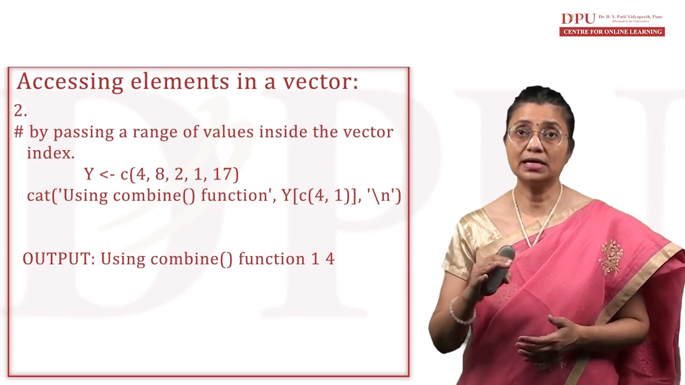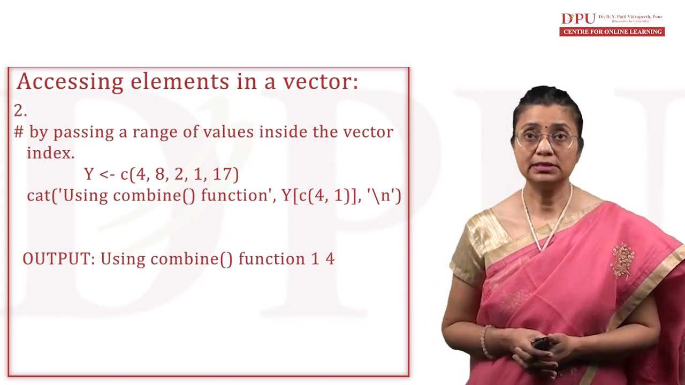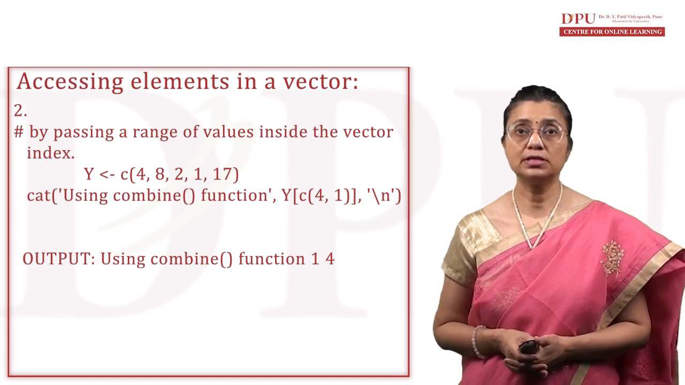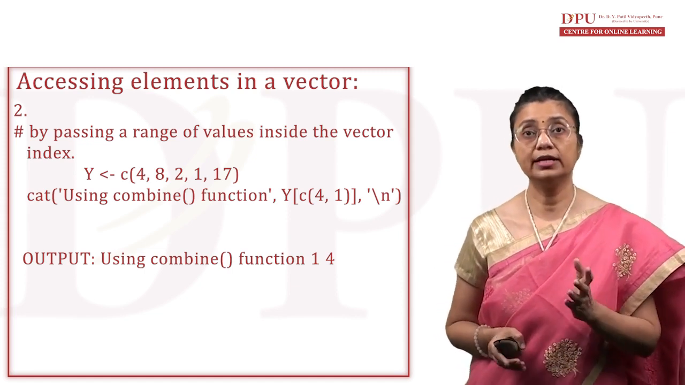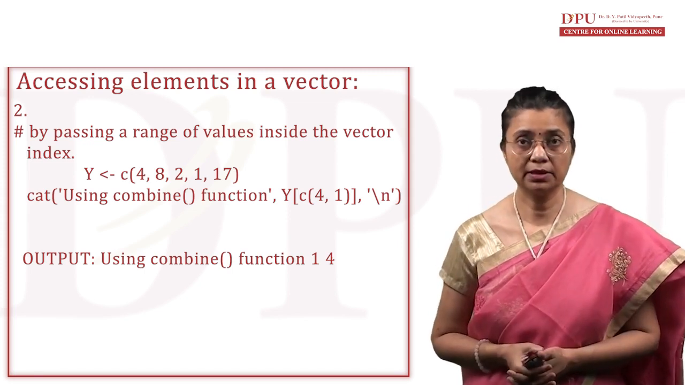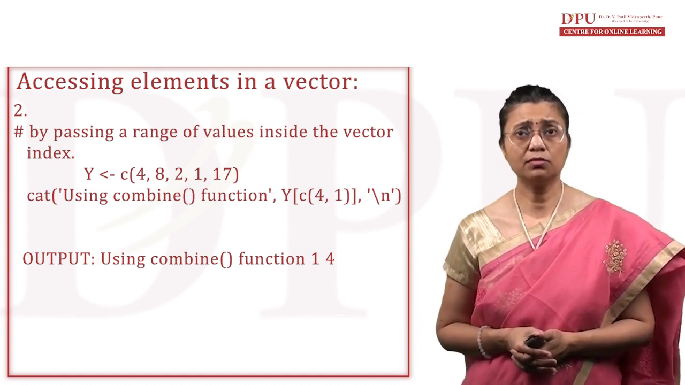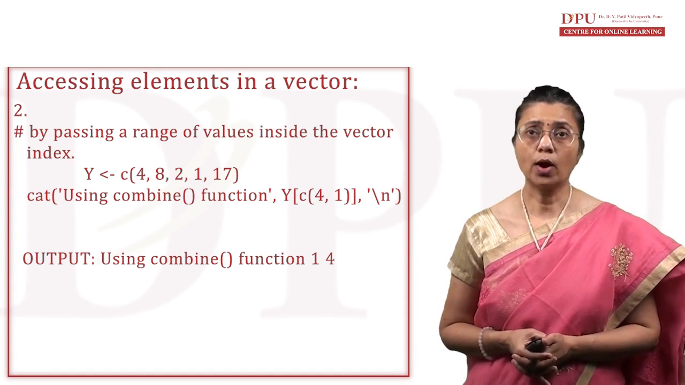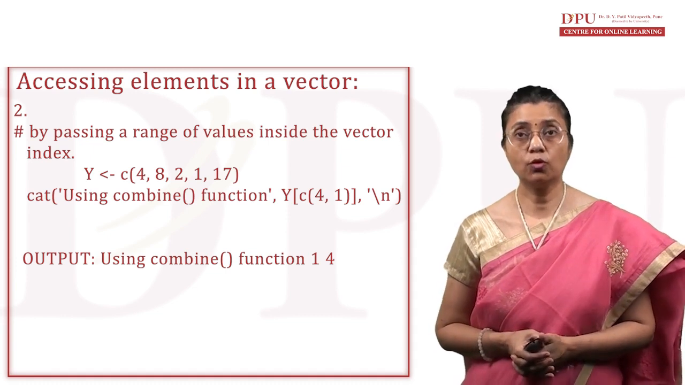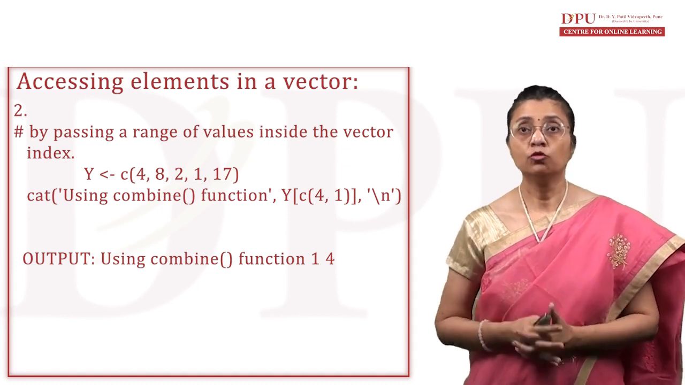Now the second one is by passing a range of values inside the vector index. Here you can see y is my vector where I have 4, 8, 2, 1 and 17. Using the combine function I have created the vector, and now I am writing y[c(4, 1)]. So by using the range of values in the vector index, we have 4, 1. This is the range of values, so I get the output as 1 and 4.